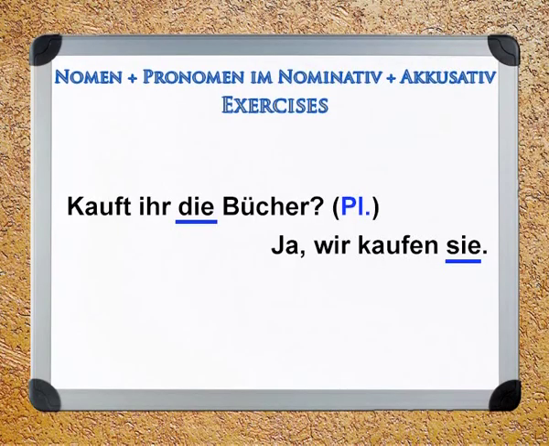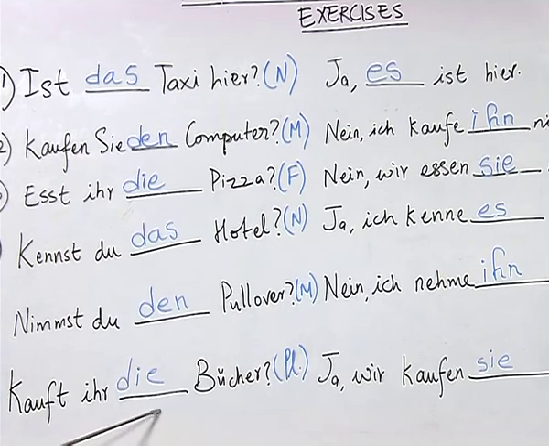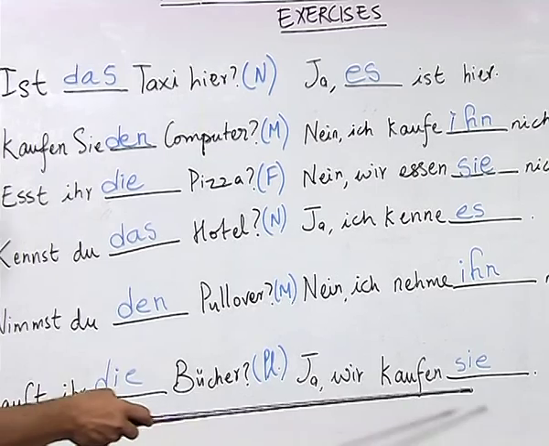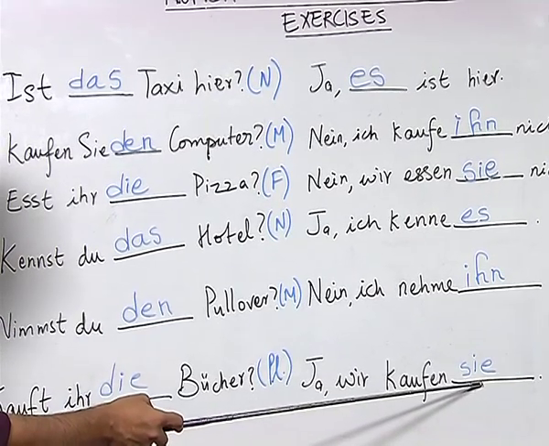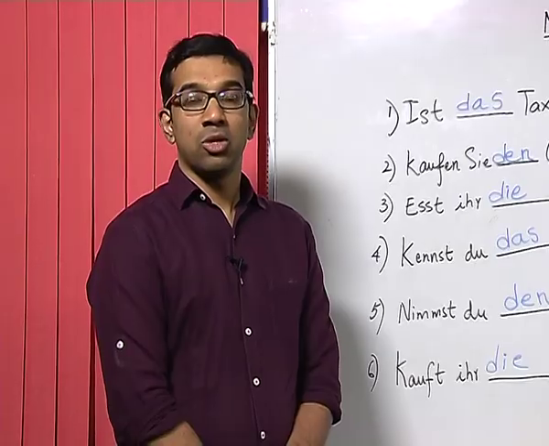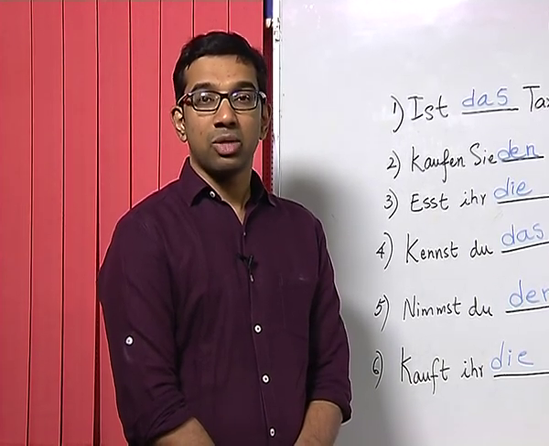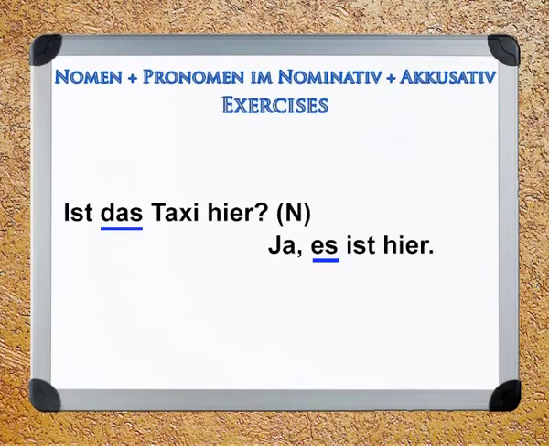Kauft ihr die Bücher? Ja, wir kaufen sie. Here the student correctly distinguished that the noun is in plural, therefore wrote the correct article, which is die, which is in accusative, and also wrote the correct pronoun, which is in accusative, sie. So, as you can see, the student correctly distinguished the article and the case, which is nominative or accusative, and also wrote the correct pronoun in the respective answers for nominative or for accusative.